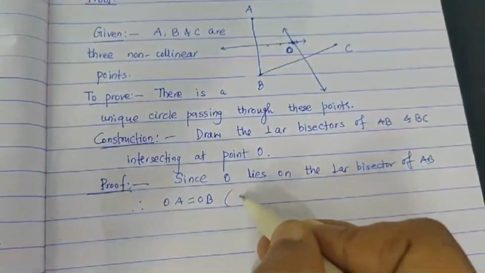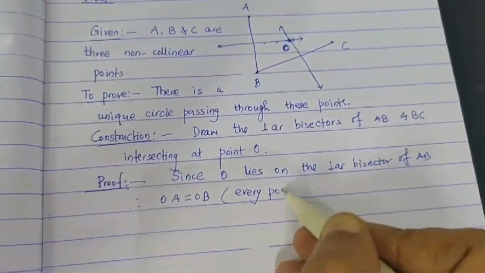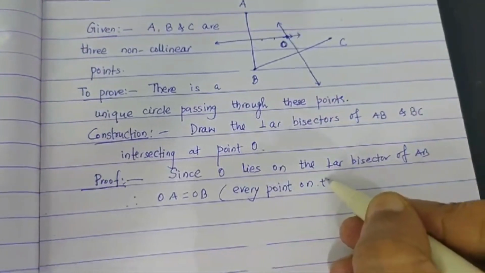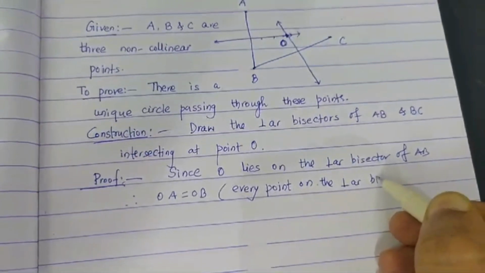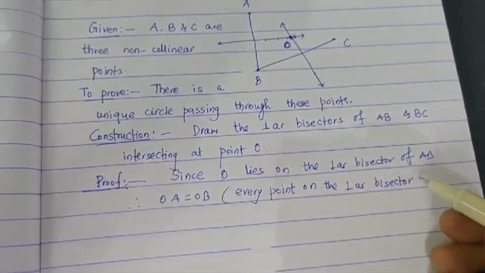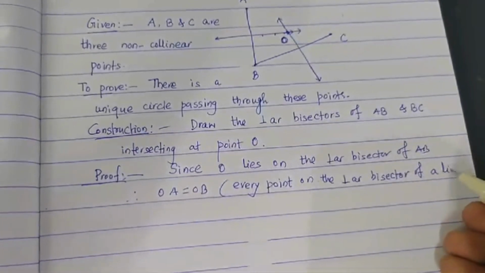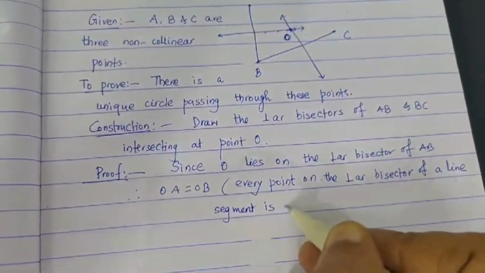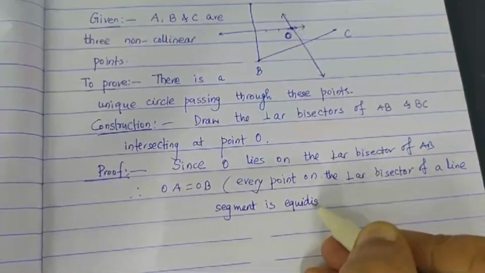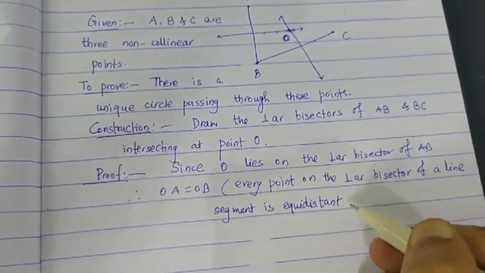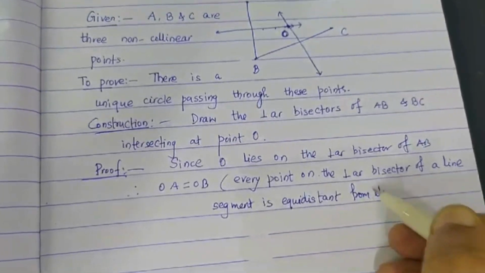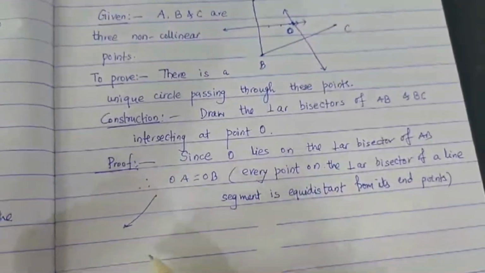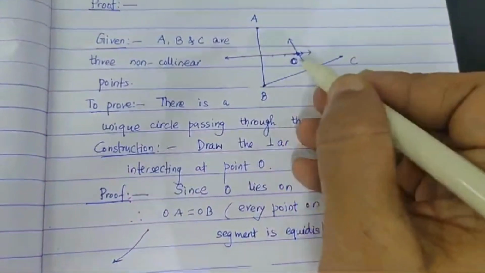So every point on the perpendicular bisector of a line segment is equidistant from its endpoints. We know this thing. Now similarly we can write that OB is equal to OC.